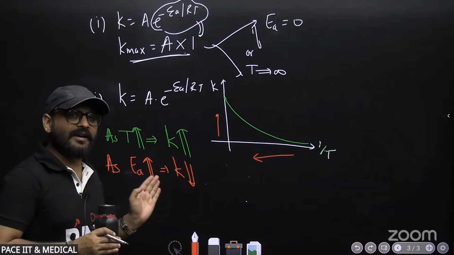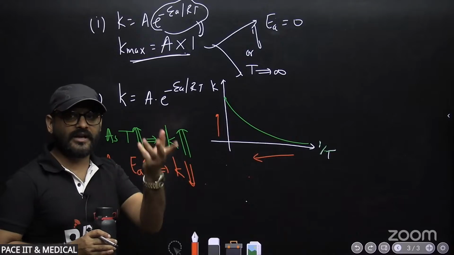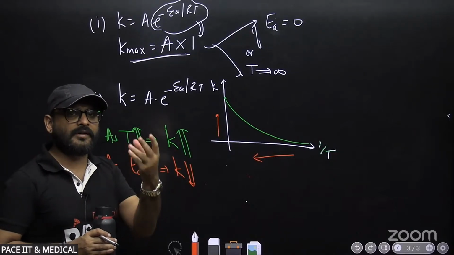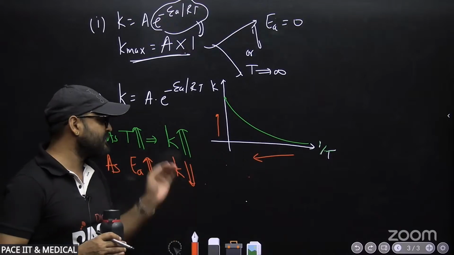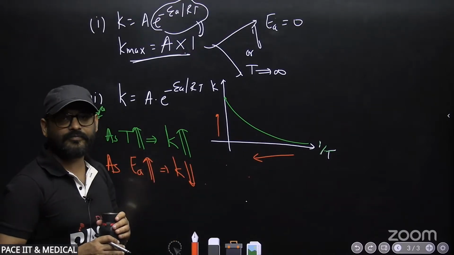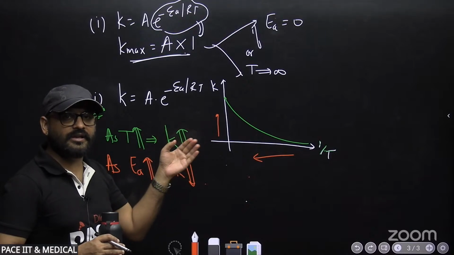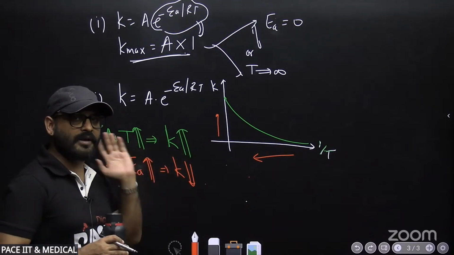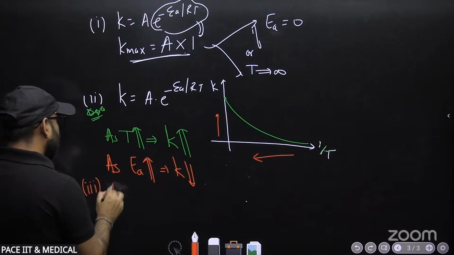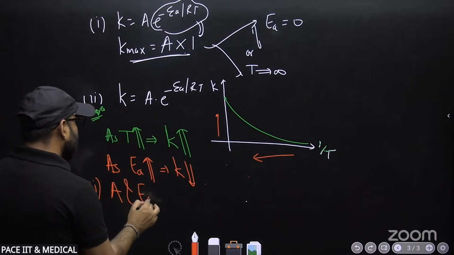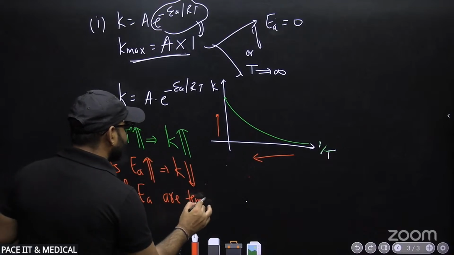Now you can feel it. If cutoff marks are increased, then more people will cross the barrier or less people will cross the barrier. Less people, less means K is decreasing. Temperature is increased, then K is increased. If EA is increased, then K will be decreased. And third point, A and EA are temperature independent. A and EA are temperature independent.